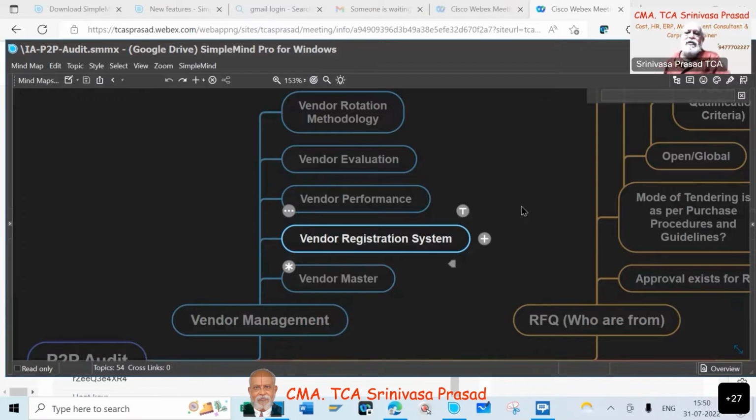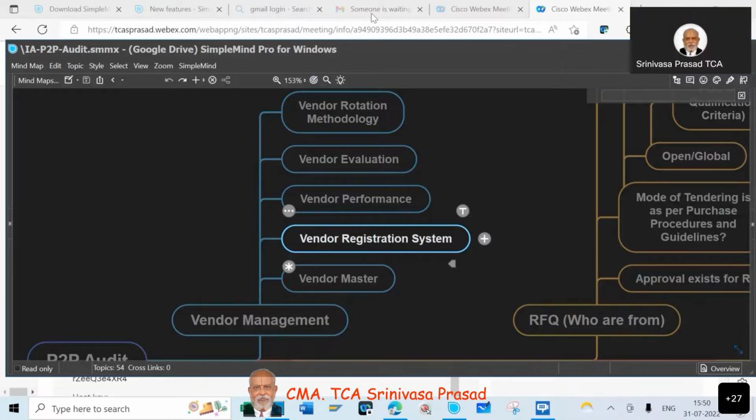Any other point on vendor registration? So in the direct tax also there is a problem. Suppose the supplier has not filed their income tax return for the past 2 to 3 years, they are supposed to be deducted with a higher income tax, TDS.